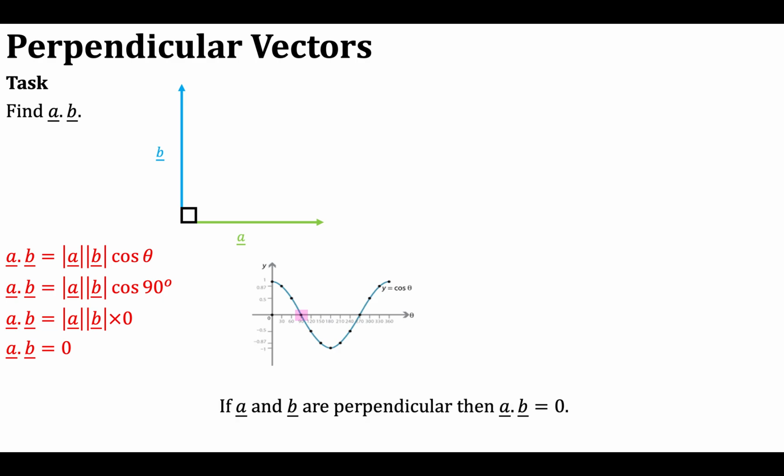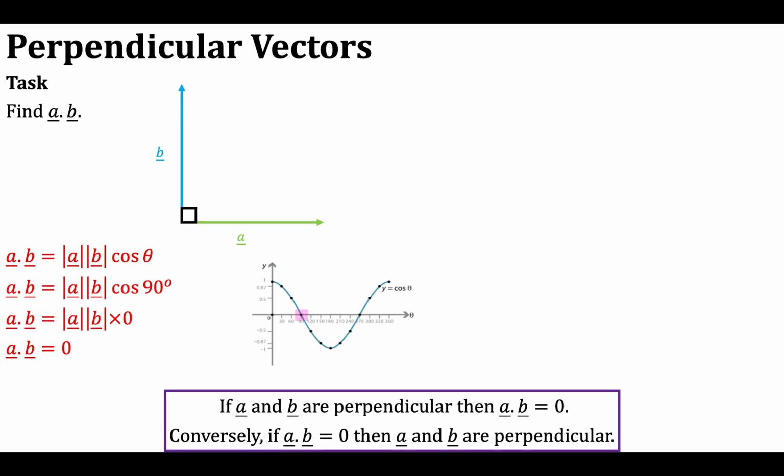So if A and B are perpendicular, it means that A dot B is equal to 0. And conversely, if A dot B is equal to 0, then A and B are perpendicular. So this is an important property that you should remember. And if you do forget it though, and you remember the formula for the dot product, and you have the angle between the two vectors, then you should be able to calculate that A dot B is equal to 0.